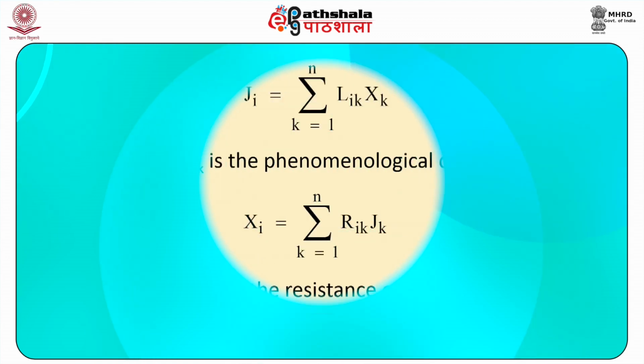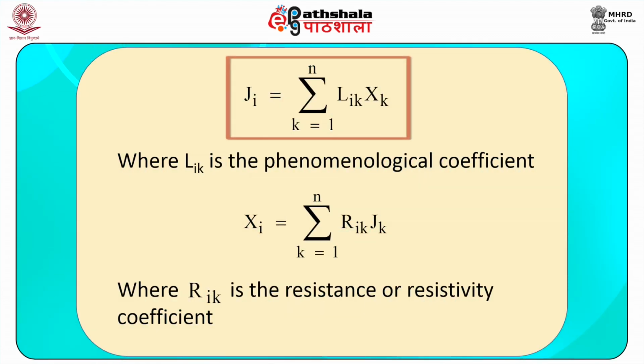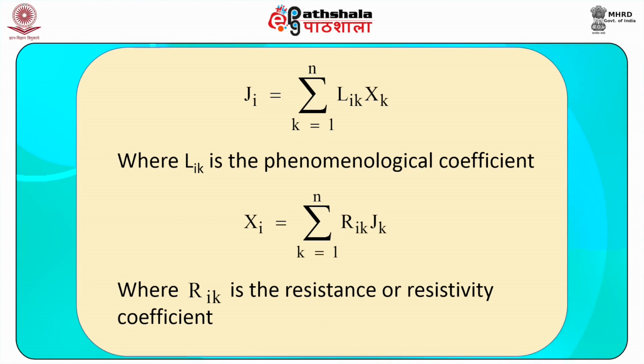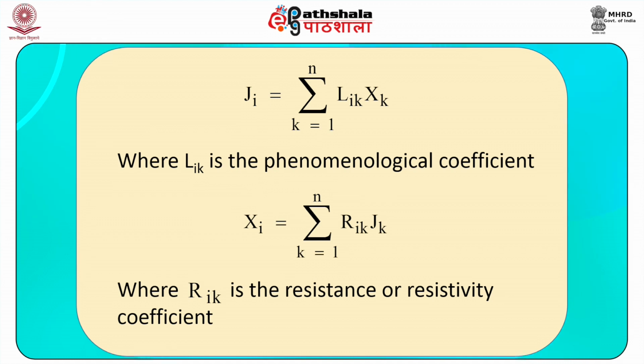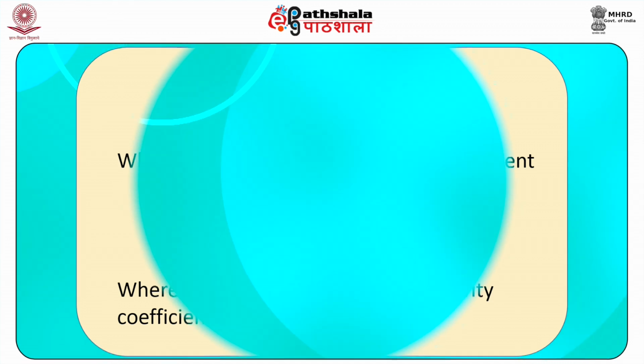The linearity between the fluxes and forces can be assumed to be valid as a first approximation for a large class of systems. In the near equilibrium region, Ji is equal to the summation of the product of Lik into Xk from k equals 1 to n, where Lik is the phenomenological coefficient. Xi is equal to the summation of the product of Rik into Jk from k equals 1 to n, where Rik is the resistance or resistivity coefficient.